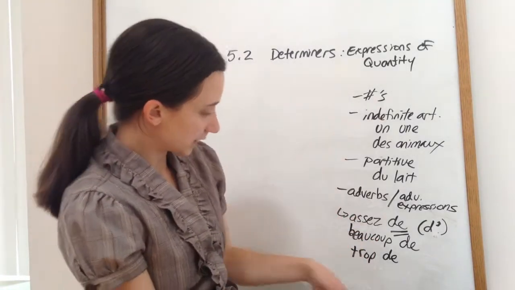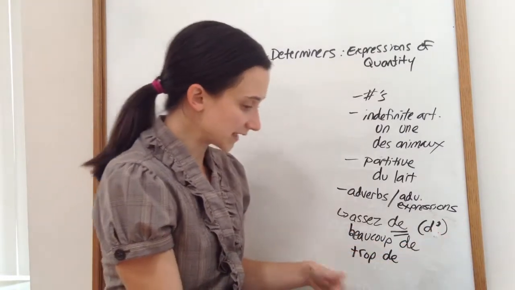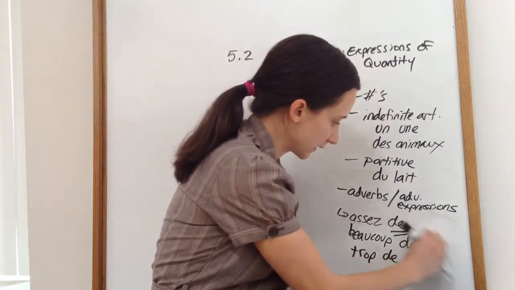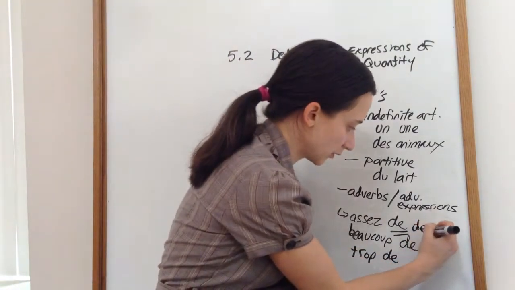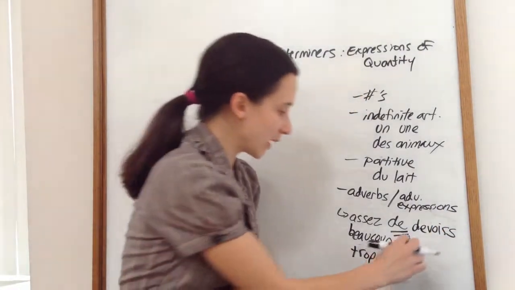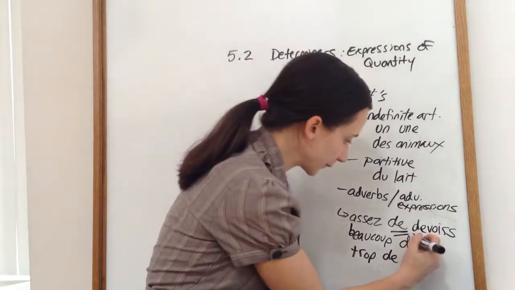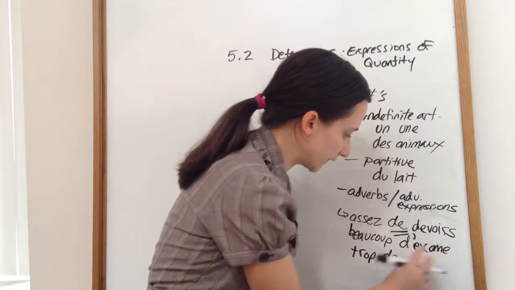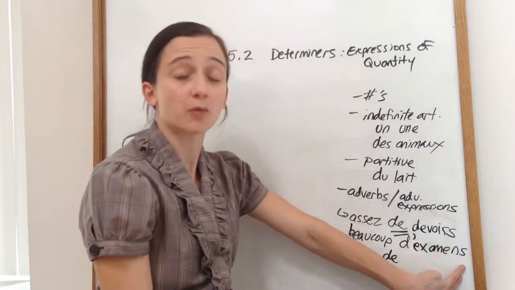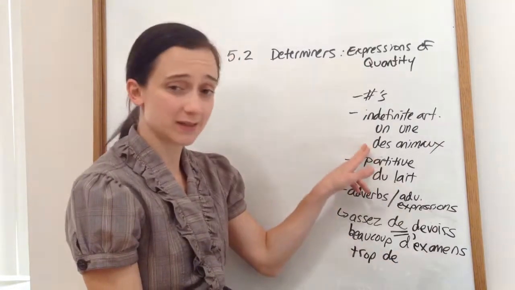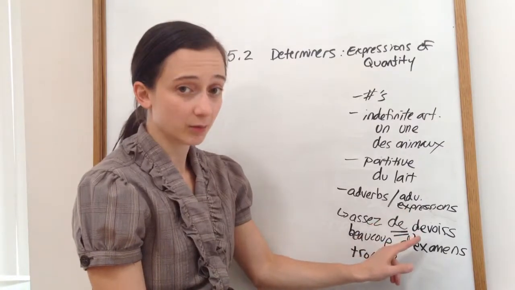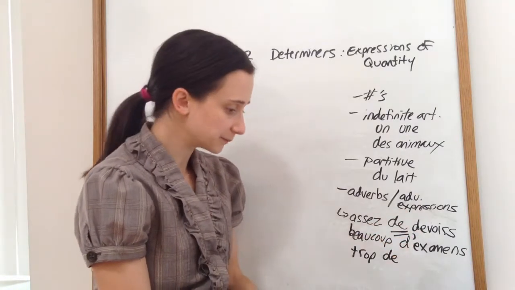Let's follow it with a noun. So we have assez de devoir. Enough homework. Assez de devoir. And we'll say beaucoup d'examens. Here, examen begins with a vowel, so we'll have the d apostrophe. Beaucoup d'examens. So notice that this is plural, but we're not saying des. We're not using des because it's part of the expression. We're saying the de, or the d apostrophe since it starts with a vowel.